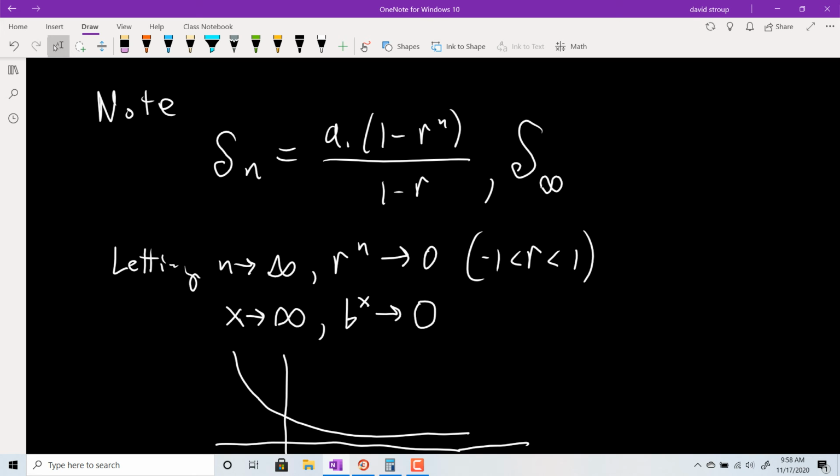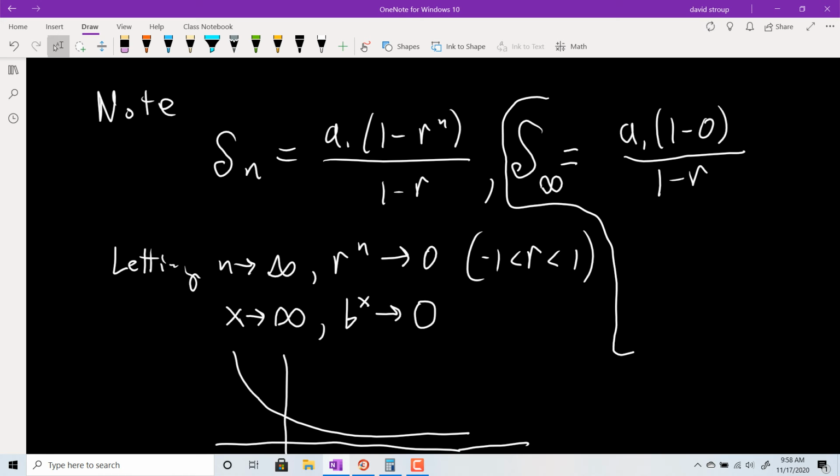So if you want to figure out the infinite sum, I would never use this notation, but s sub infinity, what you do is just let n go to infinity. What you end up with is a sub 1 times (1 minus 0), because that r to the infinity will end up being really, really close to 0, to the point where it doesn't even matter anymore, all over 1 minus r. In other words, s sub infinity is just equal to a sub 1 over 1 minus r.